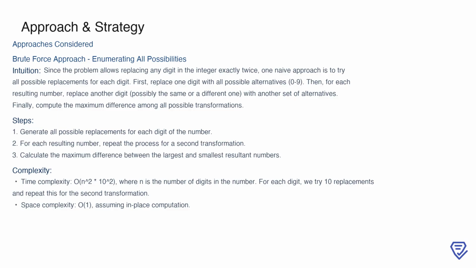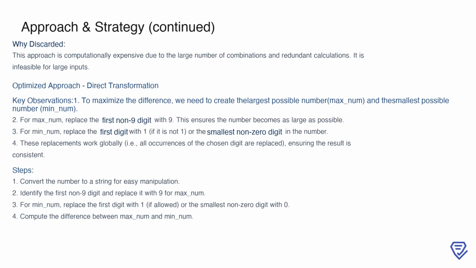While this approach is comprehensive, it involves a lot of computation. Specifically, the time complexity grows quadratically with the number of digits in the number, and for each digit, we explore 10 possible replacements twice. This results in a computational cost of n squared times 10 squared, making it impractical for large inputs. Additionally, the space complexity remains low since the computation can be done in place, but the sheer number of iterations makes this method inefficient overall. However, this brute force strategy is not optimal. The large number of combinations it generates, coupled with the redundant calculations, makes it computationally expensive and infeasible for larger inputs.